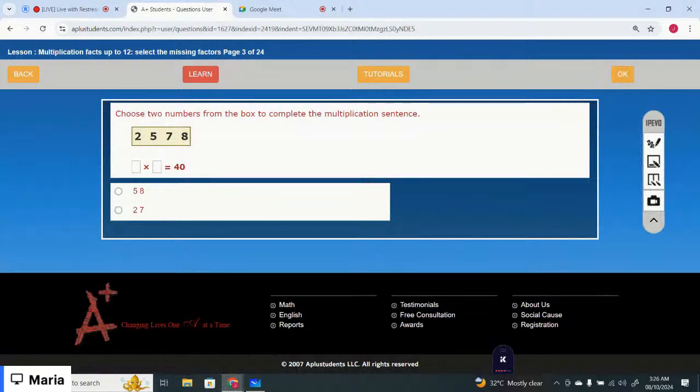Choose two numbers from the box to complete the multiplication sentence. So, which two numbers have the product 40?